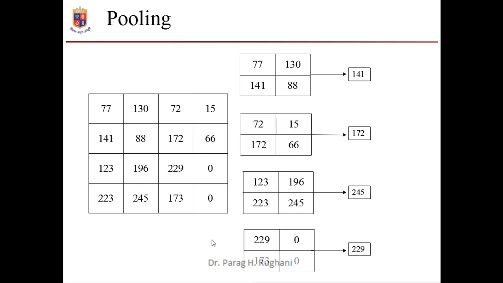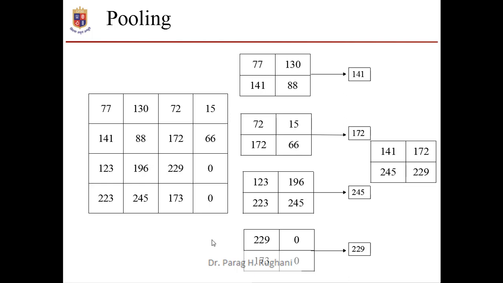Now I have the largest value amongst the members of each 2 by 2 matrix, and I will form a new 2 by 2 matrix out of the values we have derived from the small matrices. So 141 is here, 172 is shifted to the next cell, 245 is set as the first cell of the second row, and 229 is the second cell of the last row. So your 4 by 4 matrix is now converted into a 2 by 2 matrix, and the idea is that you keep the features of the dataset intact by applying convolution and pooling.